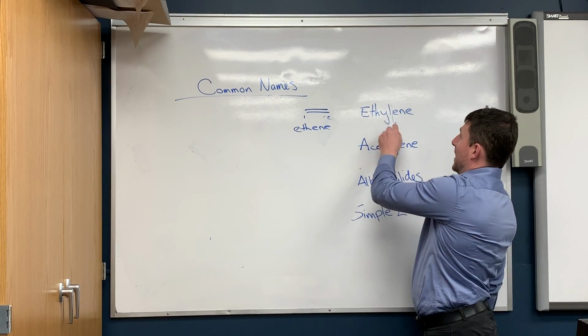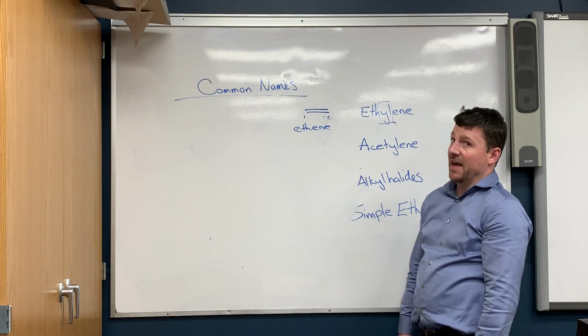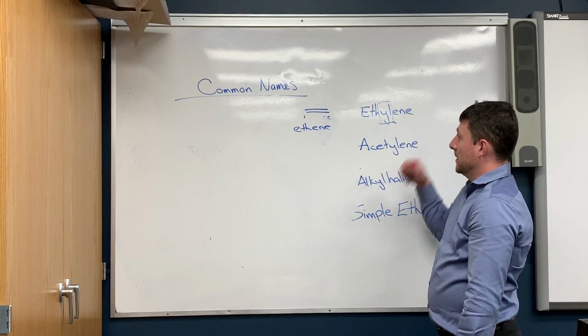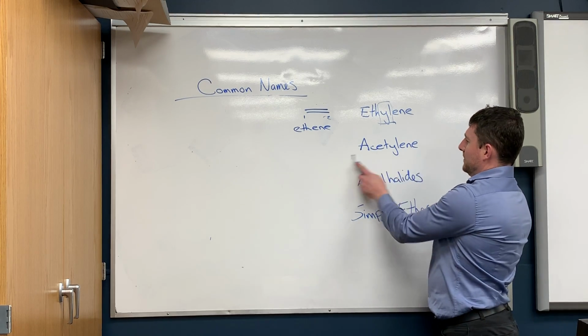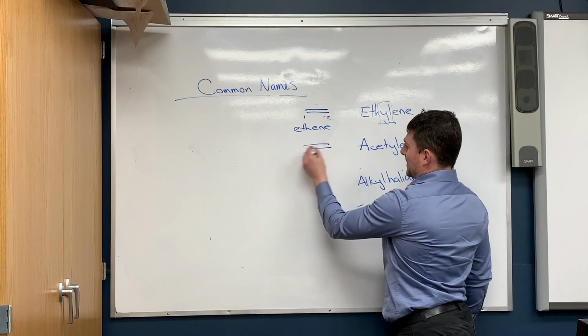So they put the YL, like it's an ethyl branch, right? And then the ene for alkene, right? Again, I don't know why they make things weird like this.